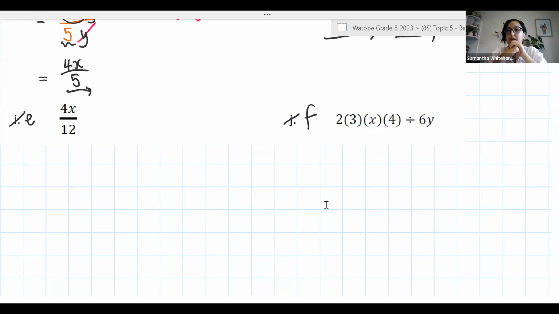Just be careful with F. That division essentially means you have a fraction. And so just make sure that you have put the correct values in your numerator and your denominator.